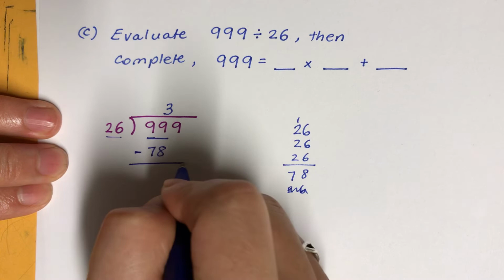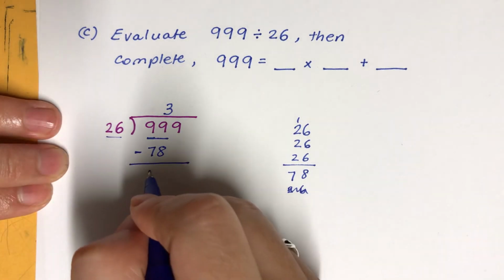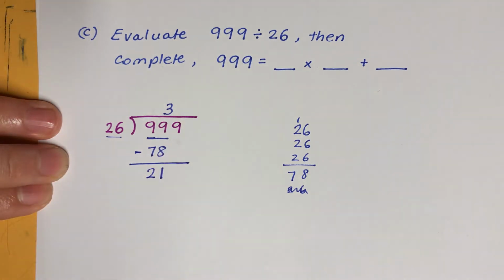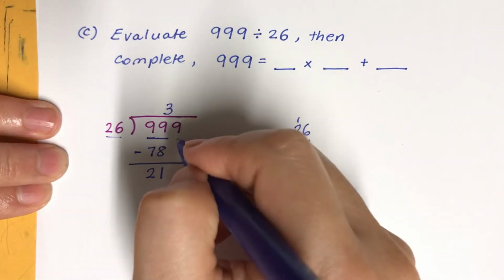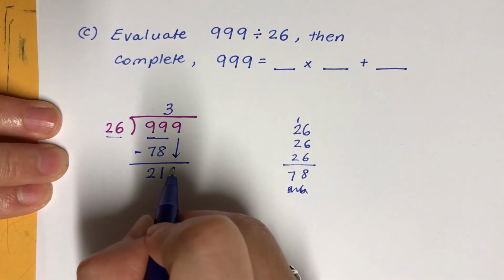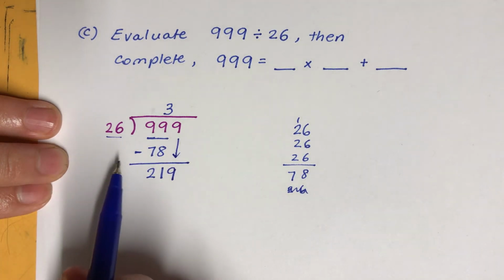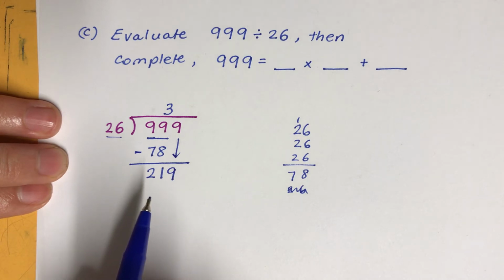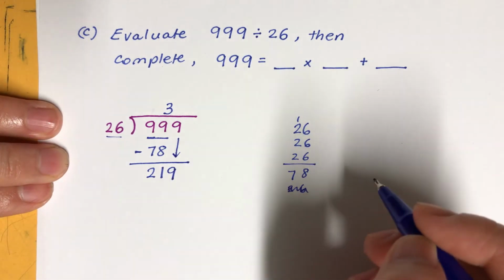And I'm going to take that away. So 99 take away 78, I'm going to have 21. Okay, 21. But 26 can't go into 21. 21 is too small. But then we can bring the last number down, and this becomes 219. So 26 definitely can go into 219, but how many times? So let's have a look at this.